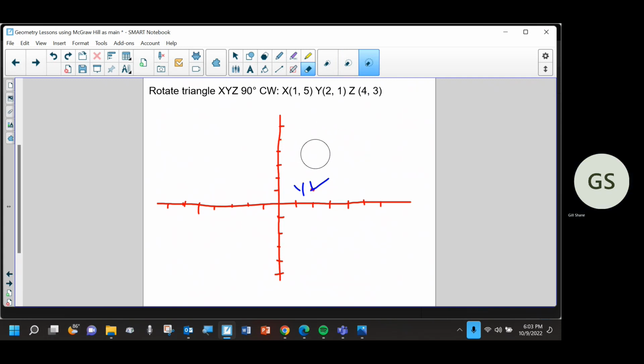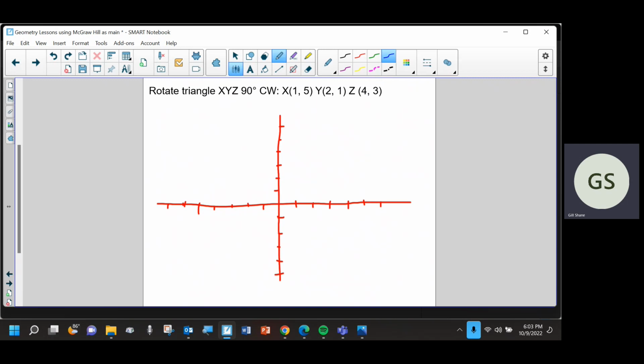So again, I've drawn my graph. I accidentally put the points in the wrong spot. If I would have counted, I would have seen 1, 5 is actually 1, 2, 3, 4, 5. It's actually right here. I went all the way to 6 instead of only to 5. So now 2, 1 was correct. That one was in the right spot. That one didn't change. And 4, 2, 3, 4, 1, 2, 3 is there.